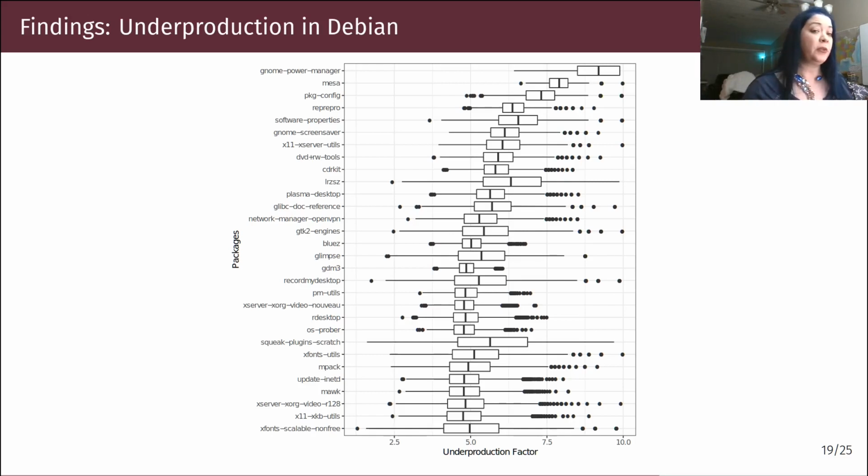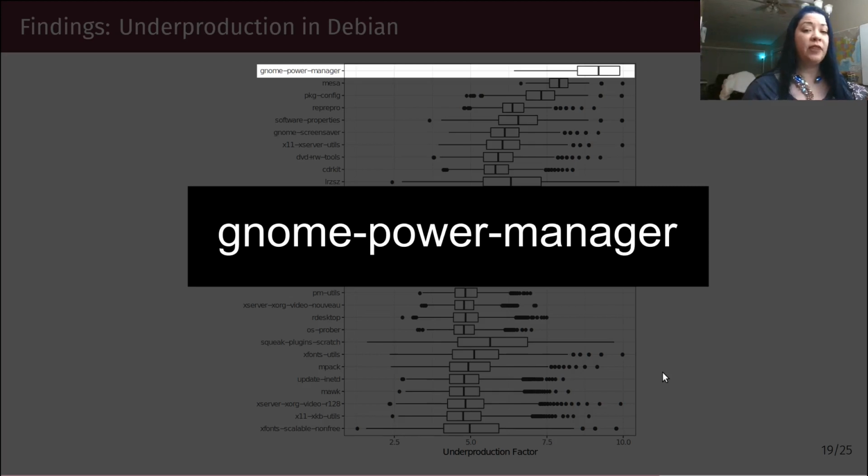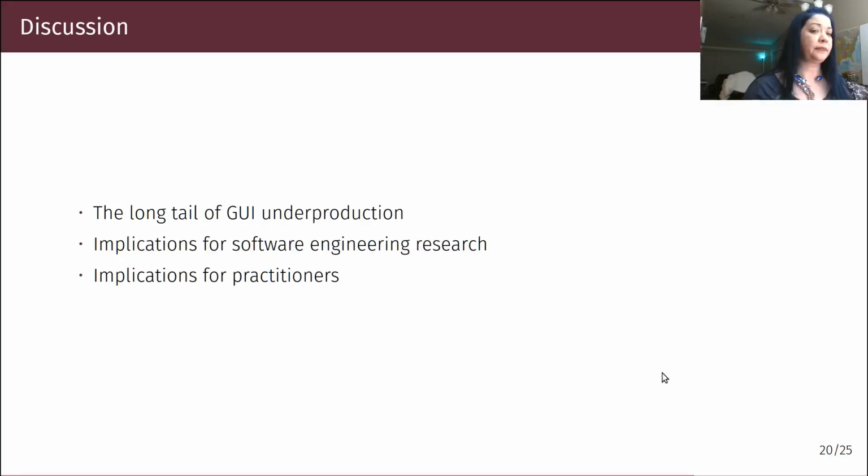The most extreme example on this chart is GNOME Power Manager for managing power consumption. Not only do serious GNOME Power Manager bugs take a very long time to be fixed, it's widely installed in Debian. Installation-wise, it's in the top 2,000, but for quality rank, it's in the bottom 5.